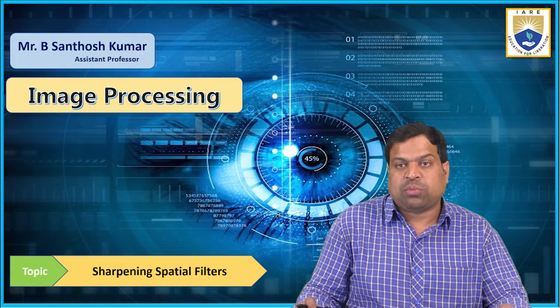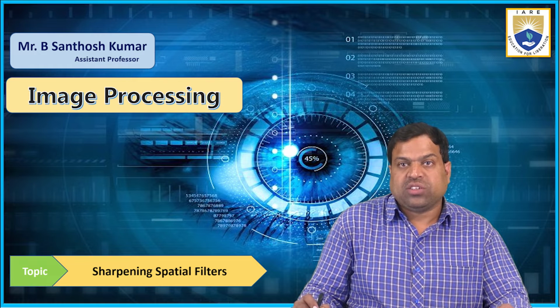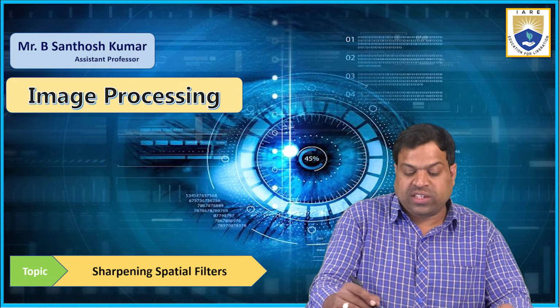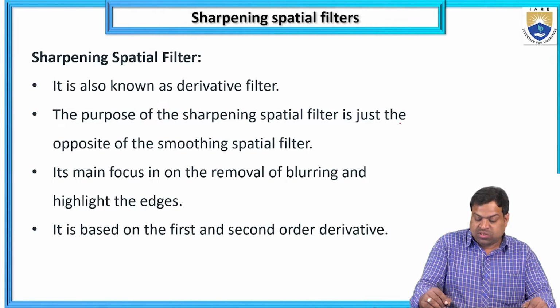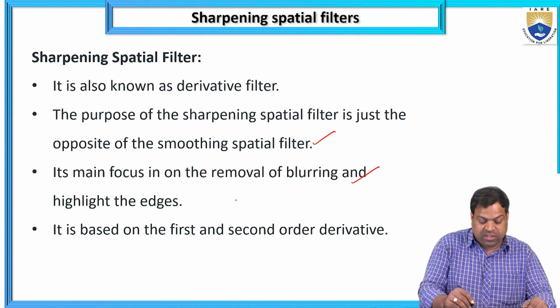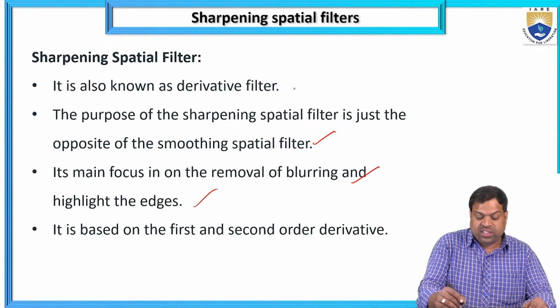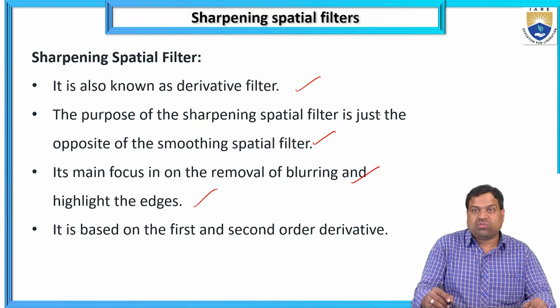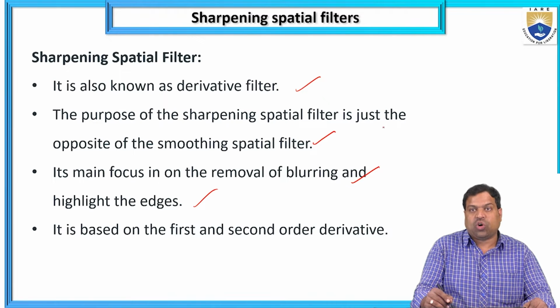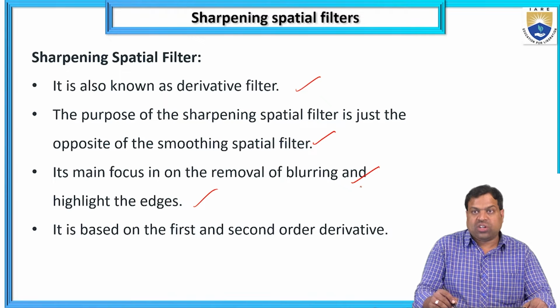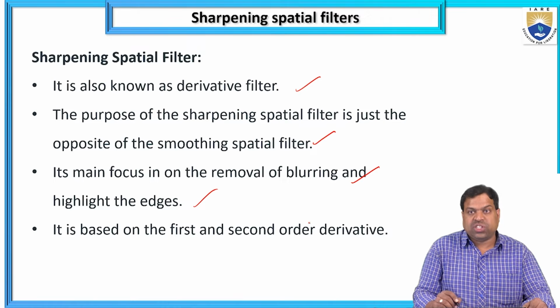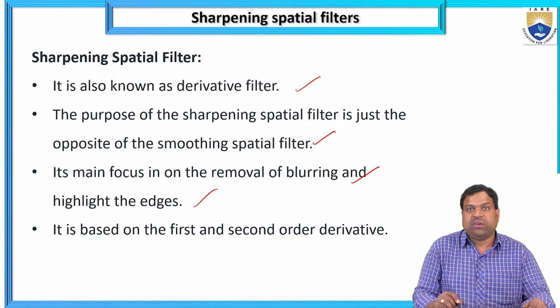Today I am discussing sharpening spatial filters. So what are sharpening spatial filters? Smoothing is used for blurring the edges and reducing noise. Sharpening is a derivative filter, and its purpose is just the opposite of the smoothing spatial filter. The main focus is the removal of blurring and highlighting the edges, and it is based on first and second order derivatives.